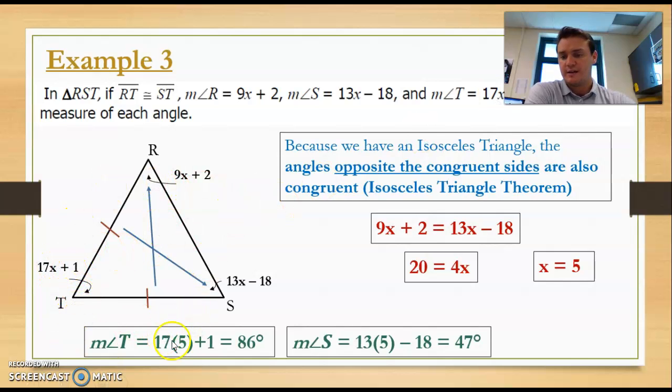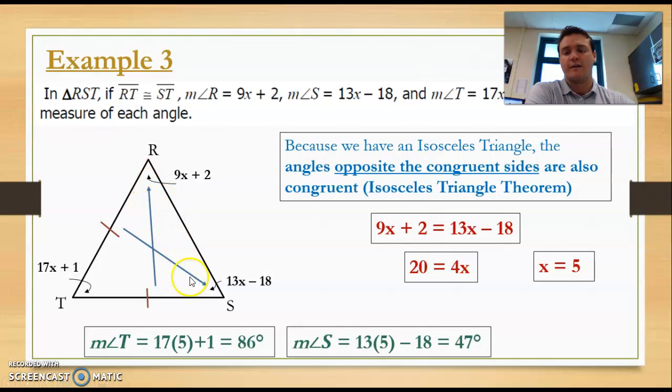So for angle T, we would take the x, plug it in. It would be 17 times 5 plus 1, which is 86. For angle S, it's going to be 13x minus 18, so plug in 5 for x. 13 times 5 minus 18, and it should be equal to 47. So this angle right here is 86. This angle right here, angle S, is 47.